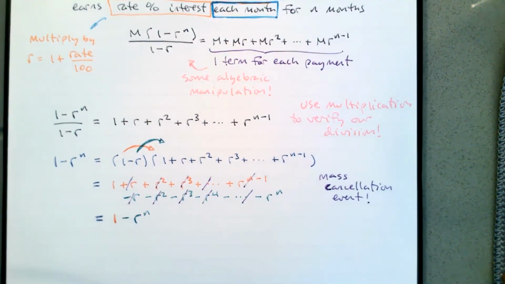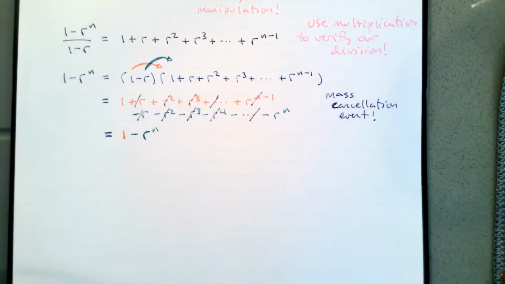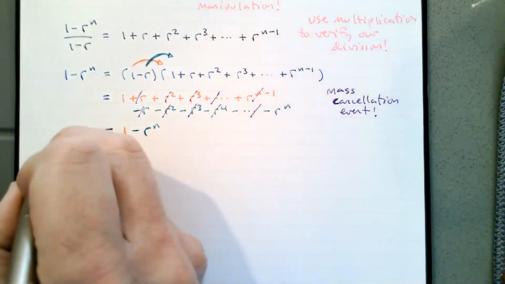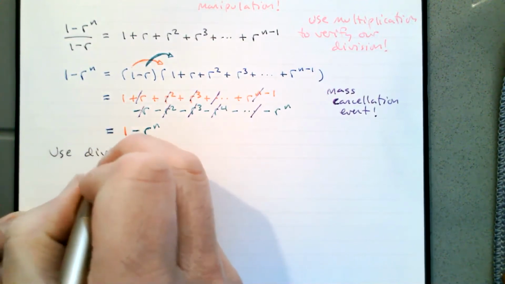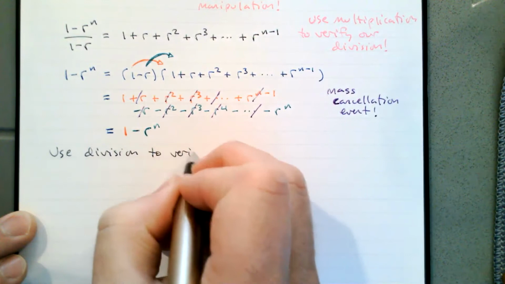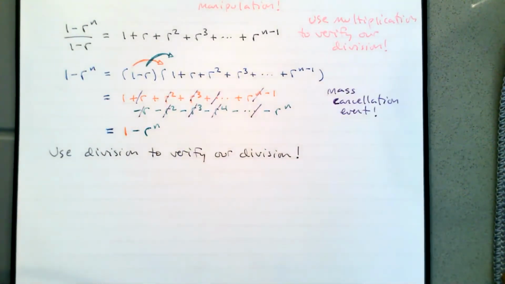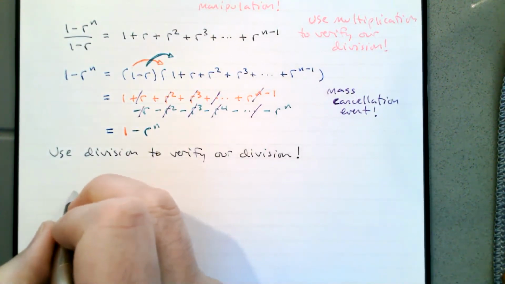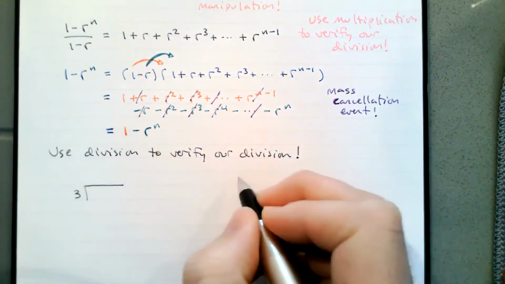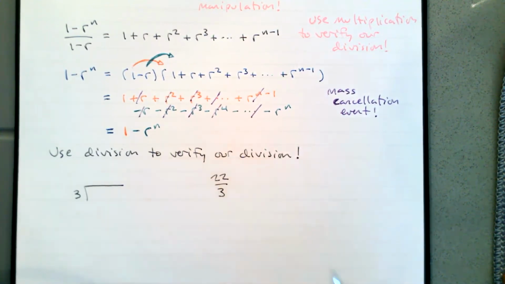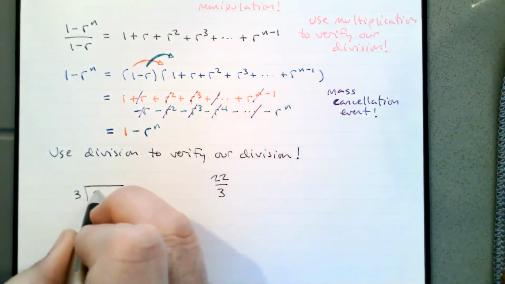So the other way that we can go about verifying our division is to actually use division. Let's remind ourselves about how division goes. We should be able to use division to verify our division. So let's make sure we remember how division works. When I say 22 divided by three, I set it up as three goes into 22.